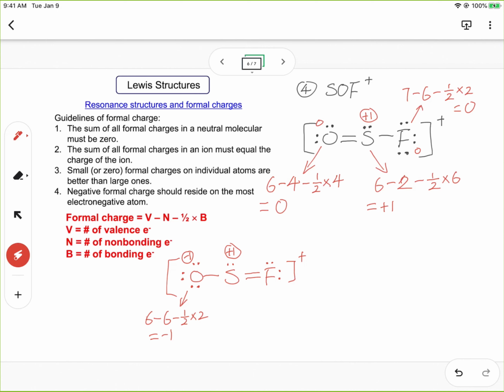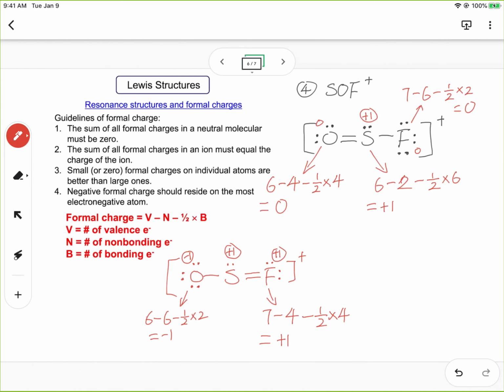Okay, now how about fluorine? 7 valence electrons minus, you have 4 dots, 4 non-bonding electrons, minus half of its bonding electrons. Well, you have a double bond, therefore just multiply by 2, okay? And if you do the calculation, this is going to be 4, okay? So it's going to be positive 1, all right, positive 1, okay?